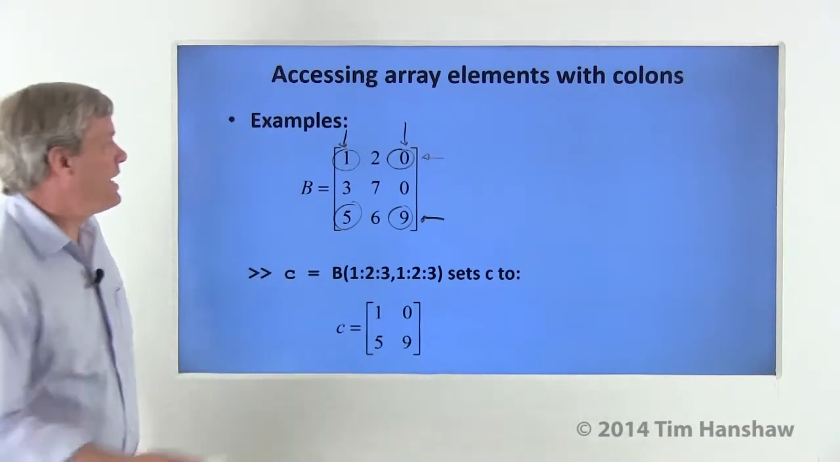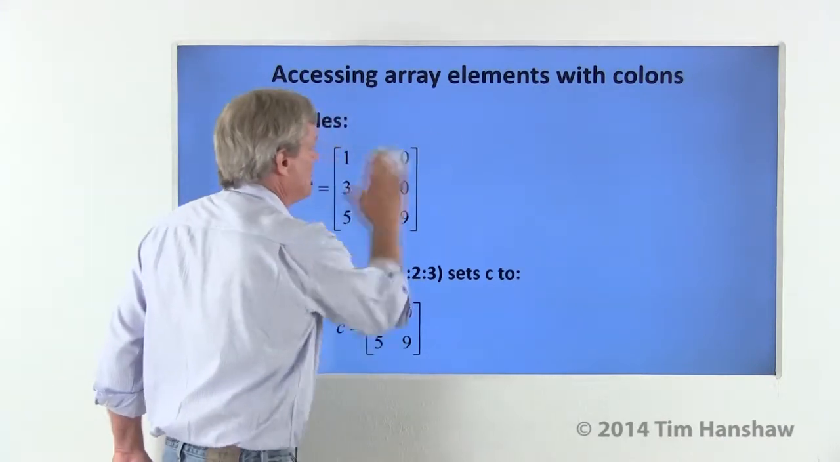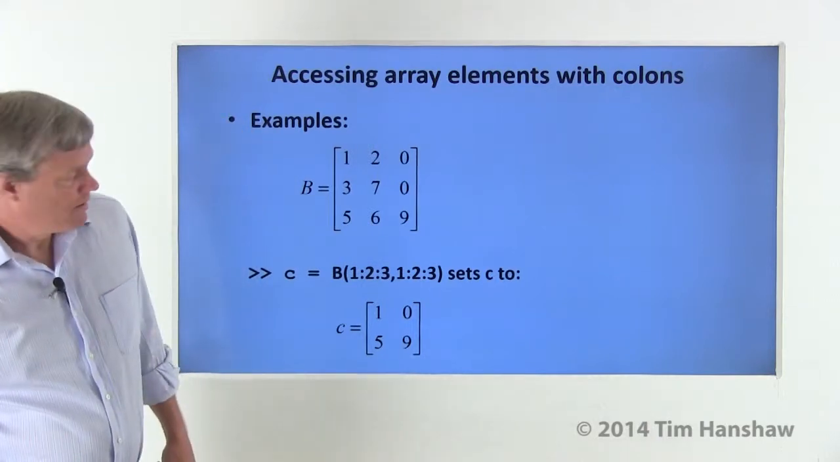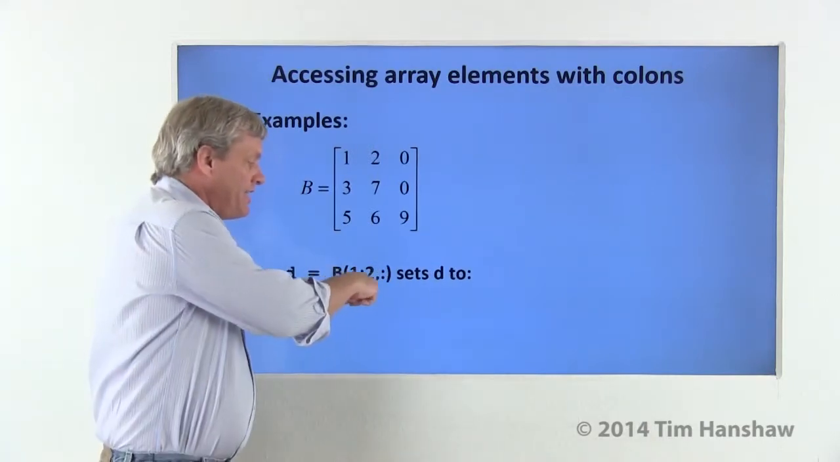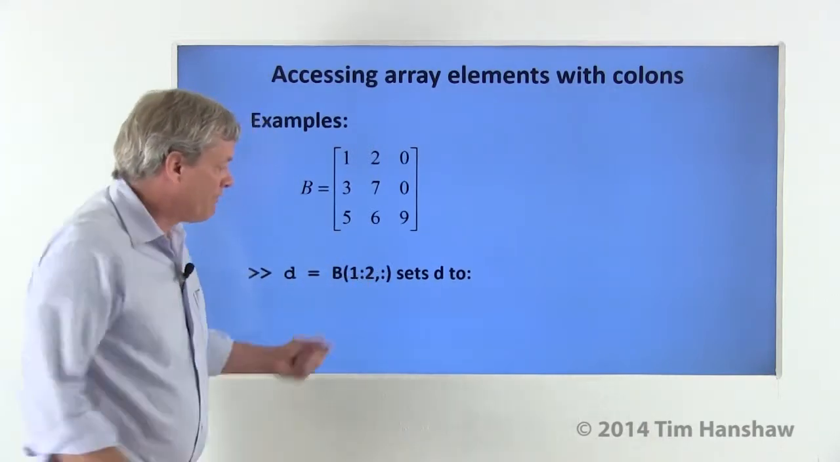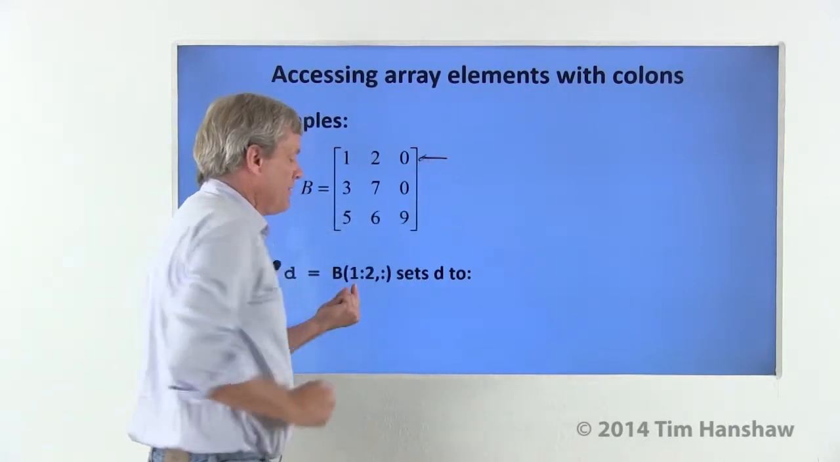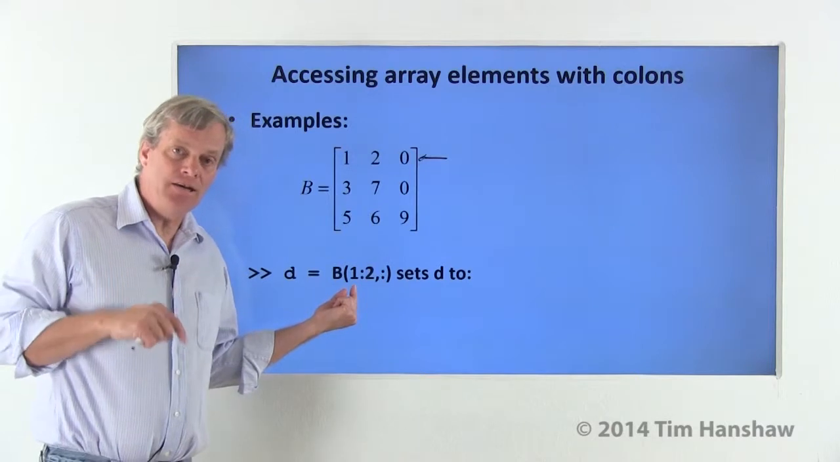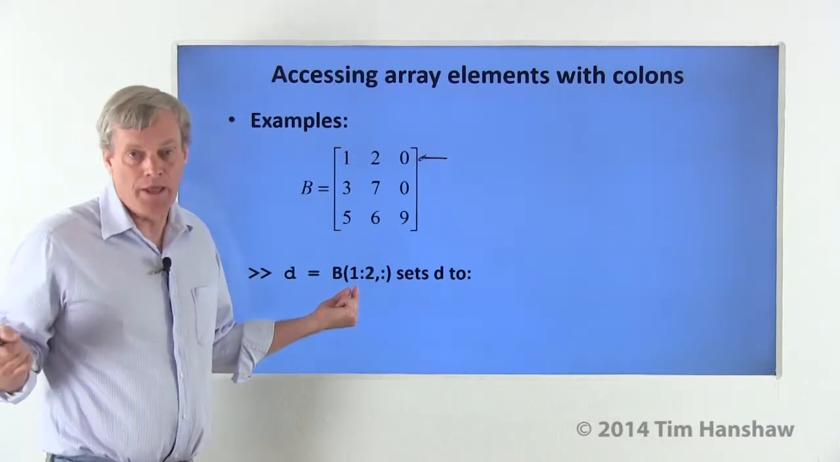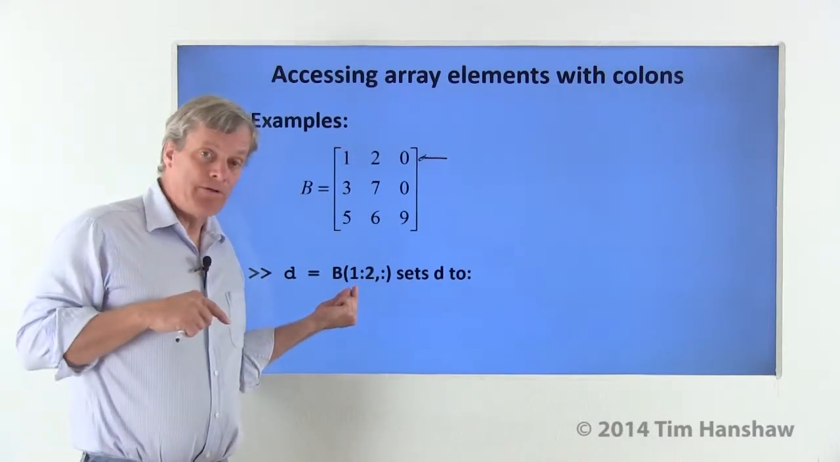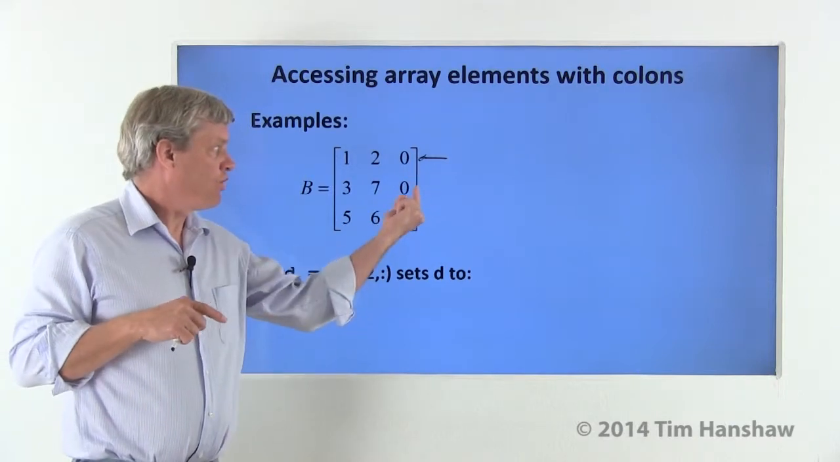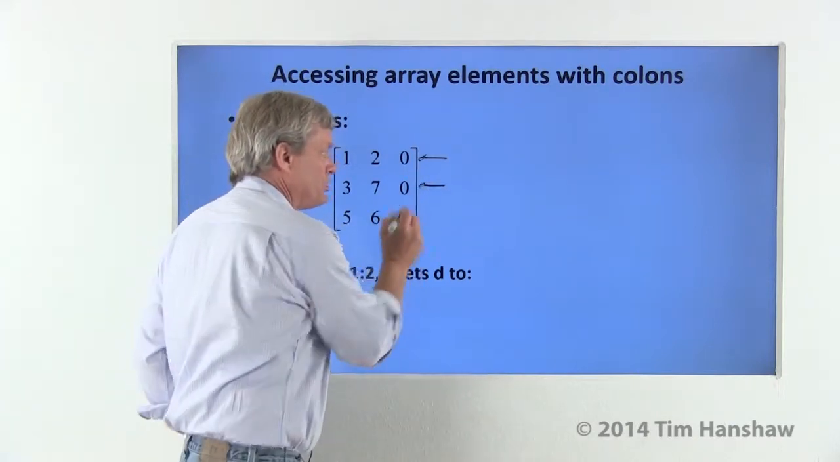Let's do one more example. If I say b of 1 to 2, the first row that I'm going to access is row 1. I haven't specified an increment, so it's going to count by ones. The second row I'm going to get is going to be this row plus 1, which is row 2.